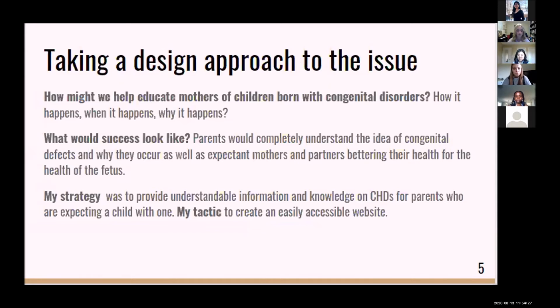My strategy was to provide understandable information and knowledge on CHD to those who are expecting a child with one. My tactic was to create an easily accessible website.